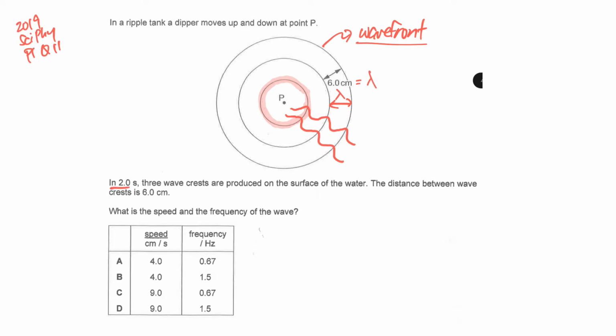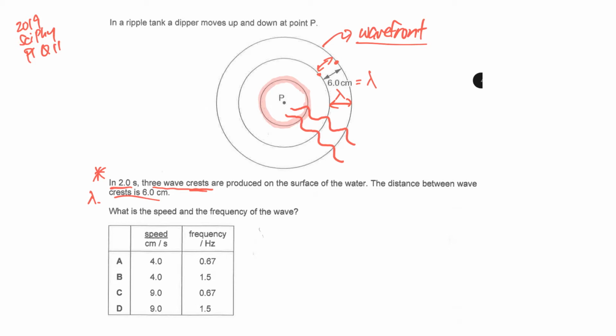It is given that in 2 seconds, 3 wave crests are produced on the surface, and the distance between the crests will be 6 cm. Now, because it's given on the diagram here, the 2 crests are here, and since it's a successive crest, that will be wavelength 6 cm. But the confusion is here. In 2 seconds, 3 wave crests are produced. Does it mean that there are 2 complete waves or 3 complete waves produced in that 2 seconds?